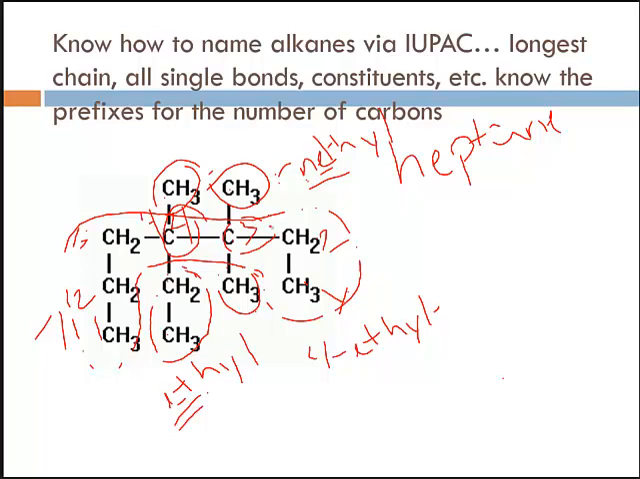Then we have 3 methyl groups. There's 2 on 3, and there's 1 on the 4th carbon. So it'd be 3, 3, 4, I ran out of room, methyl, heptane.